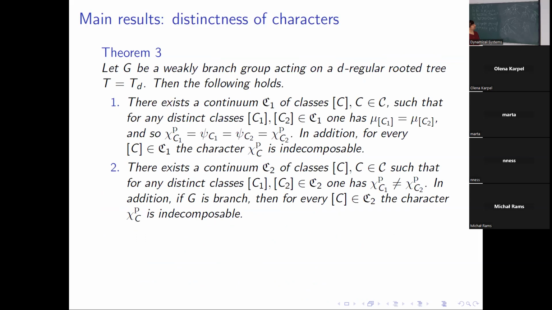Finally, I can formulate some results. So assume we have a weakly branch group acting on a d-regular tree. Then there exists a continuum set of different classes of this form for which the corresponding measures mu C will coincide. So these are measures obtained using the set-wise stabilizer. And the characters chi CP and psi CP also will coincide.